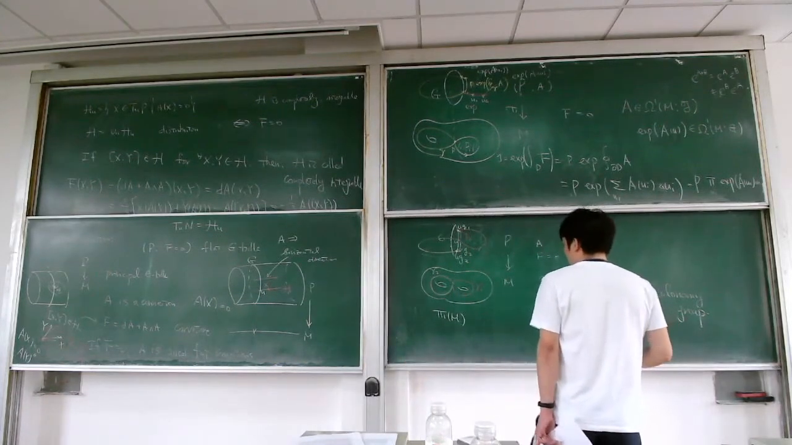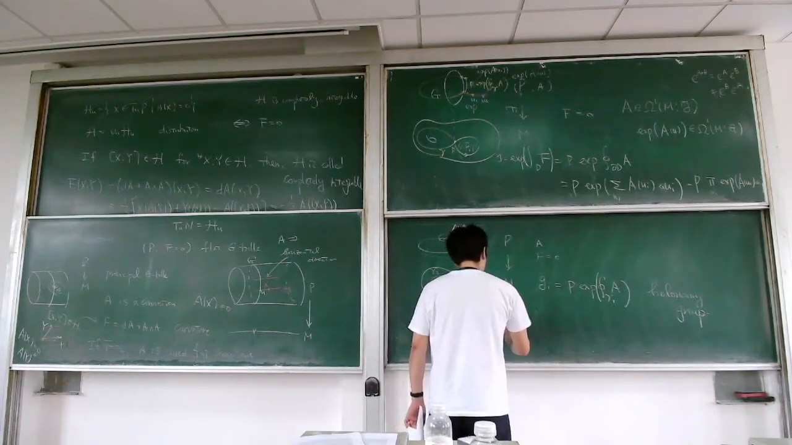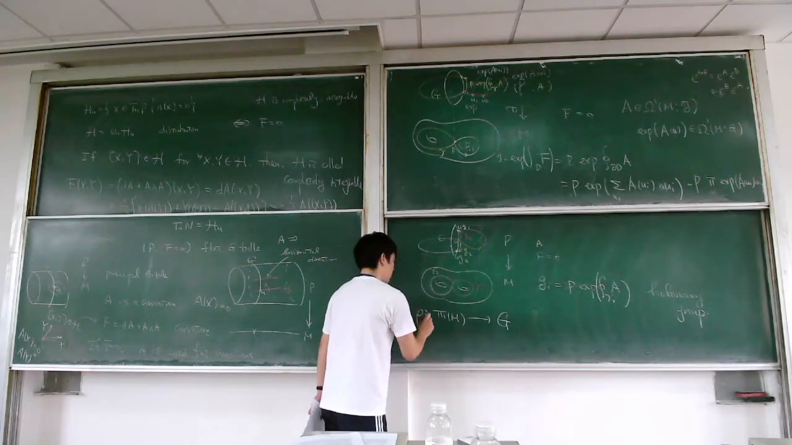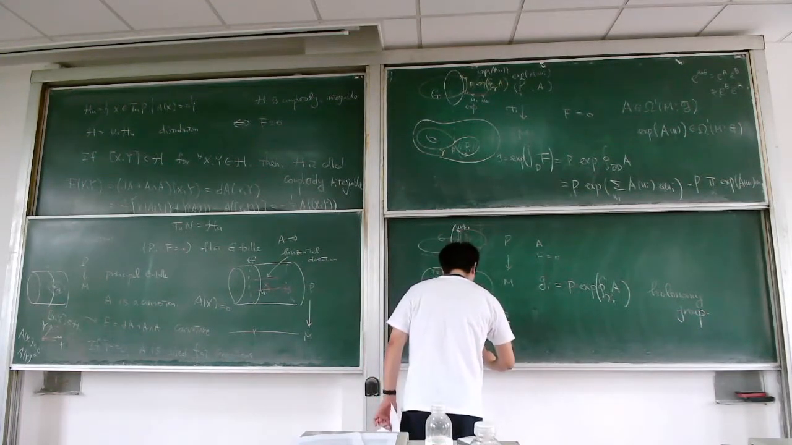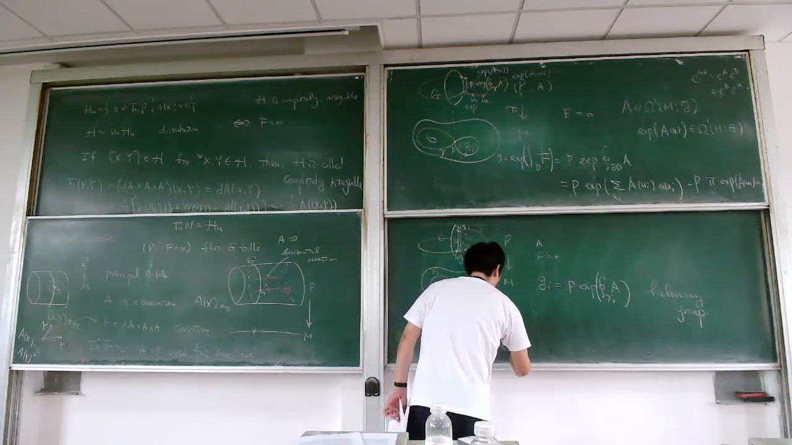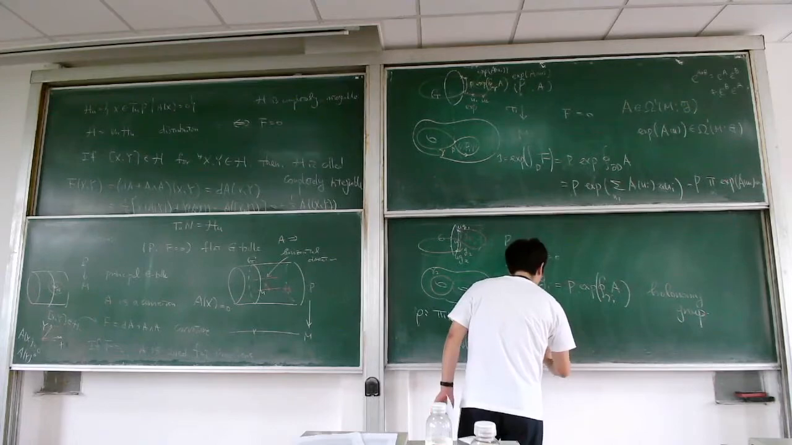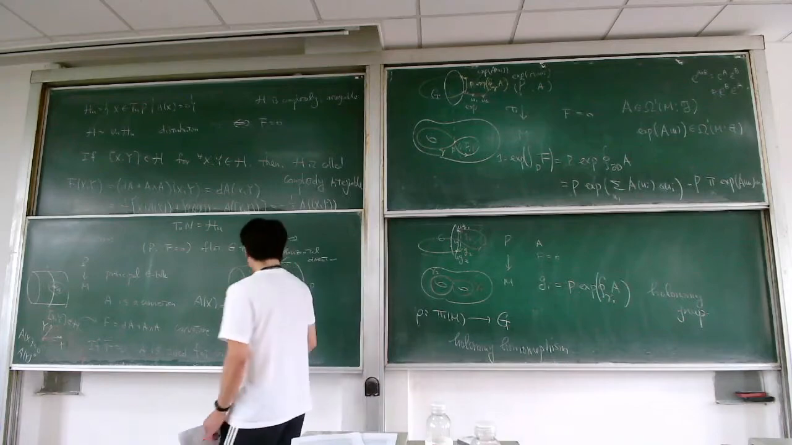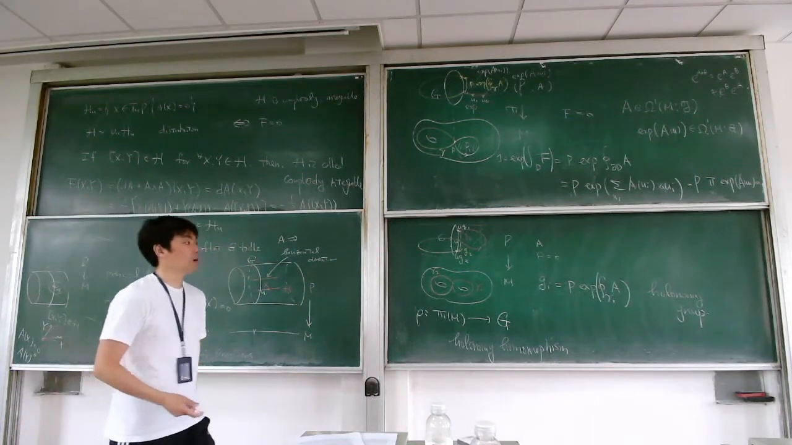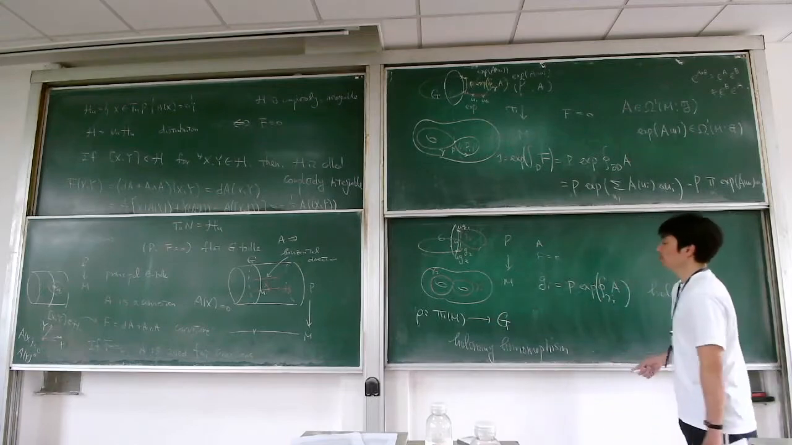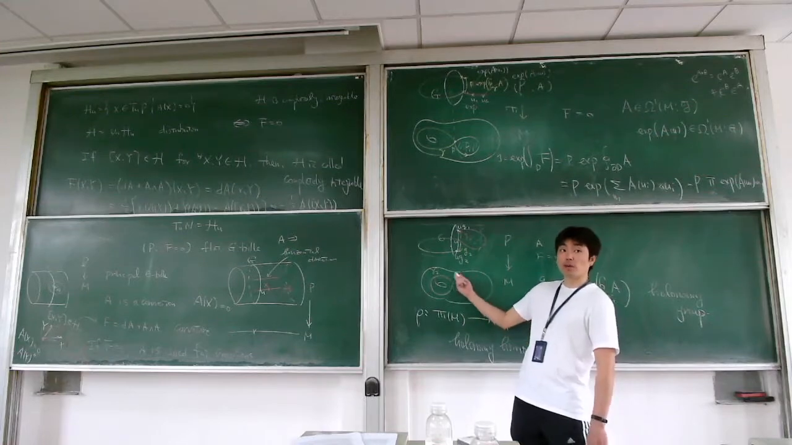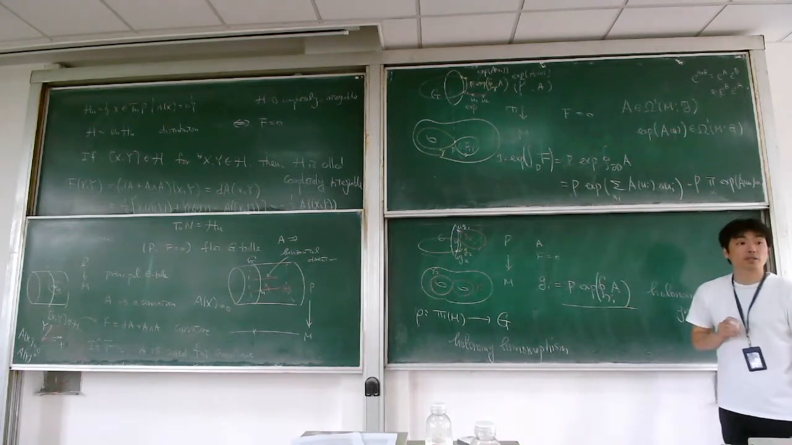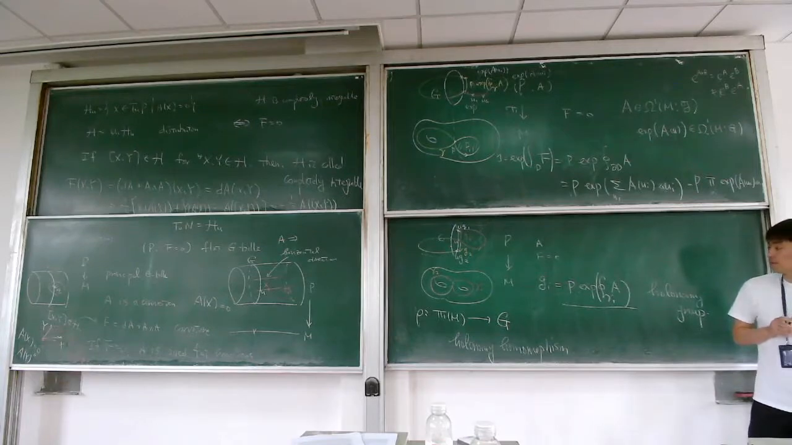So therefore, we can have a map from pi 1 to G. This is called the holonomy homomorphism. Given a flat G bundle, one can construct a holonomy homomorphism, which means that you assign to each element of the fundamental group an element of the group G.